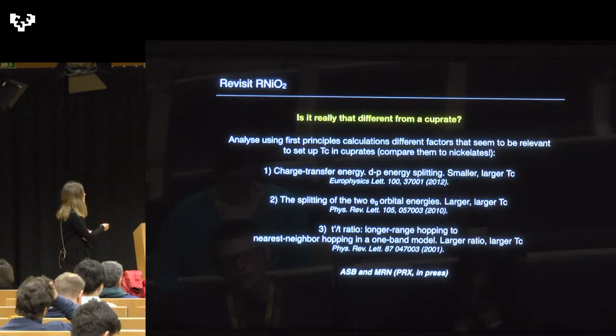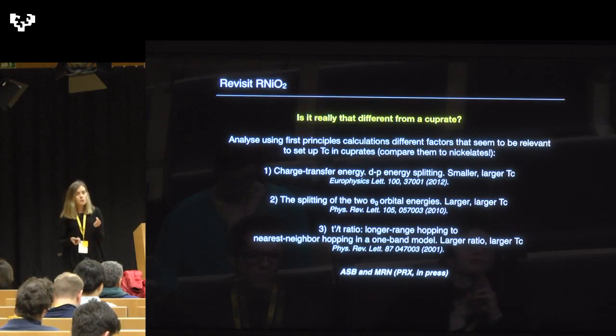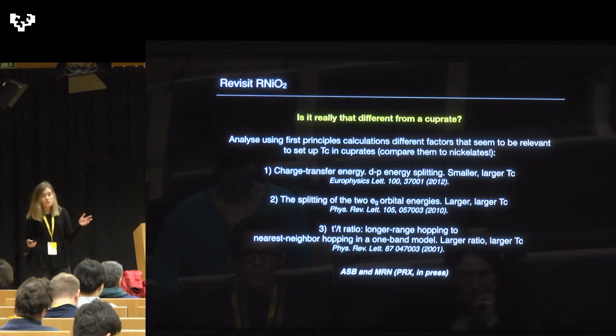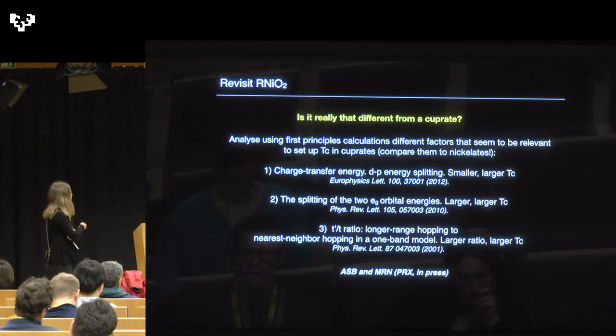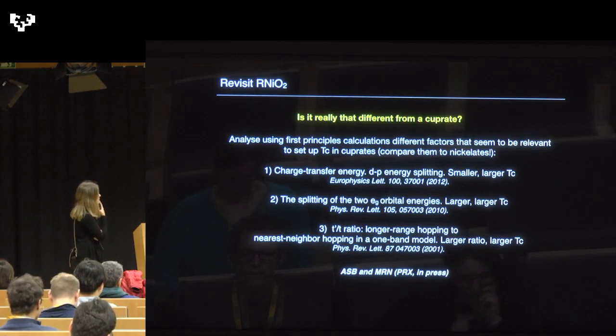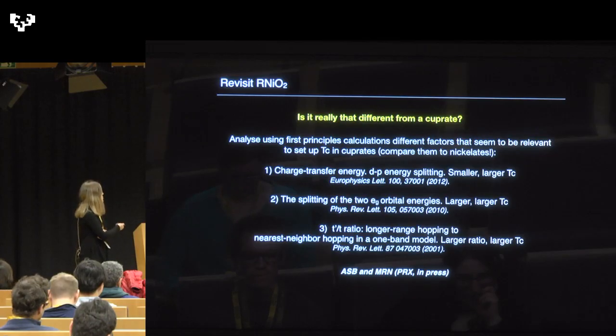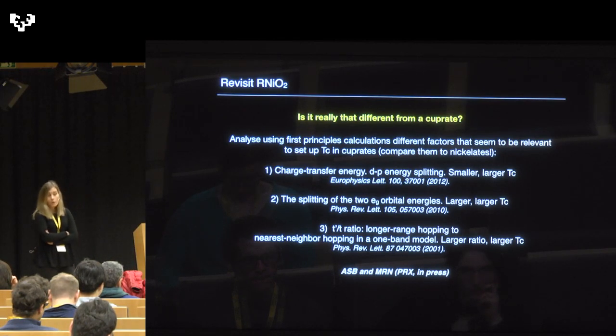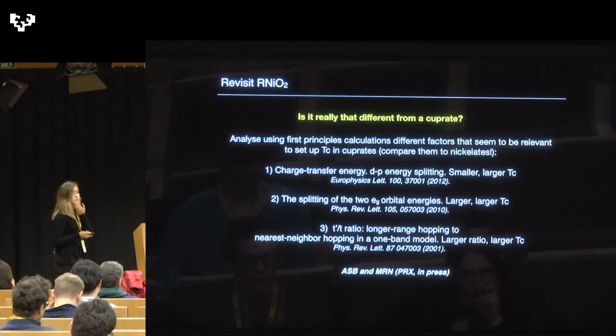The second factor that we wanted to look into was the splitting between the two eg orbital energies, and at least in cuprates, the larger the splitting, the lower the mixing, and the higher the Tc. And the last factor, which we actually believe is the crucial one, was the t' over t ratio, or the ratio of longer range hopping to nearest neighbor hopping in a one-band model. And at least in cuprates, the larger this ratio, the larger the Tc.